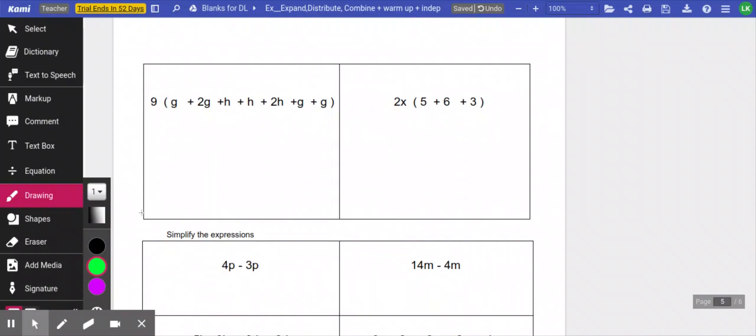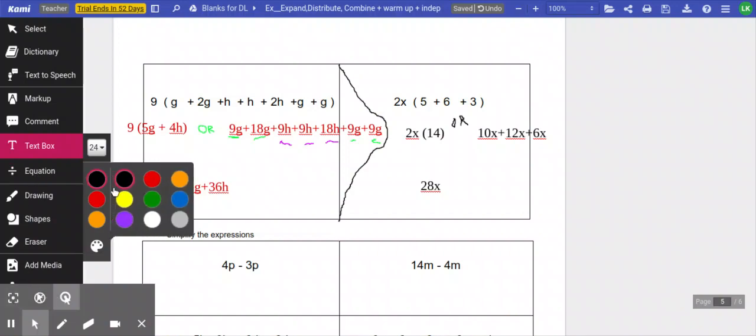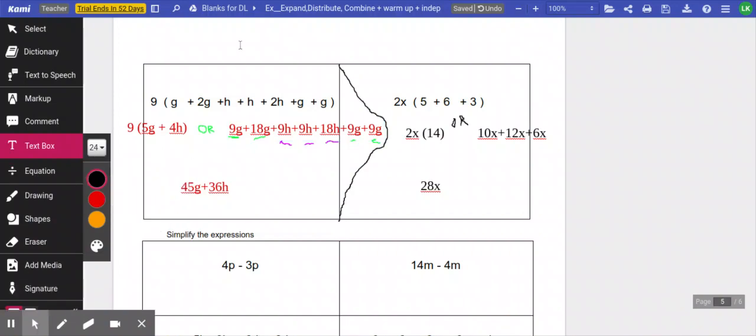I want you to try these next two. Pause the video and check them out. All right, hopefully you took the opportunity to try these last two problems. These are the most challenging ones probably on this packet. So again, there's two ways to do it.